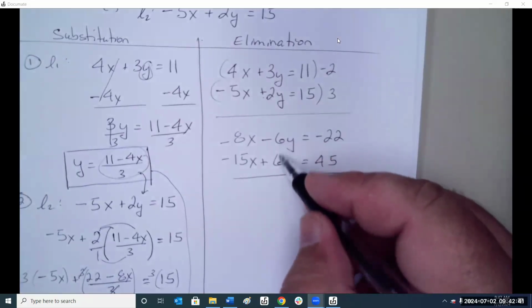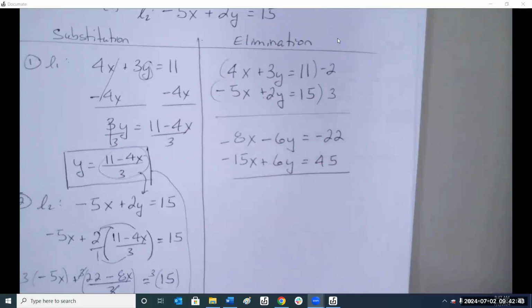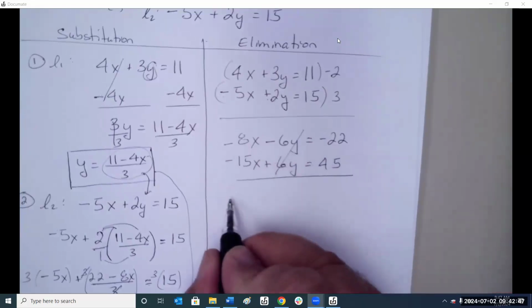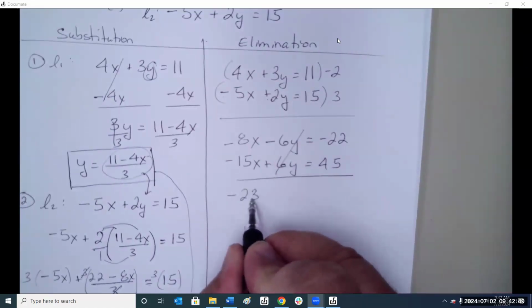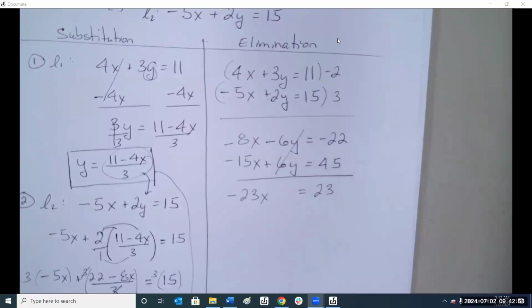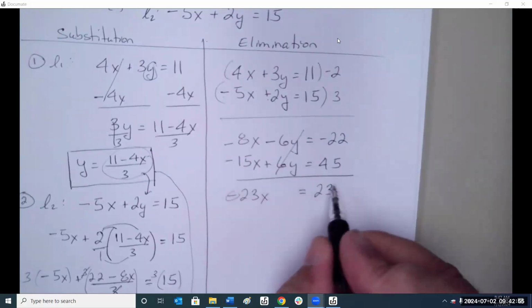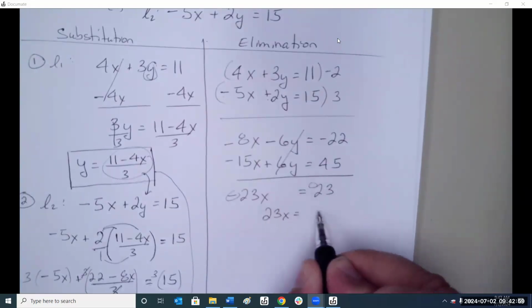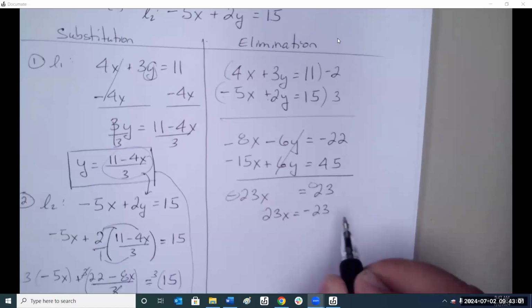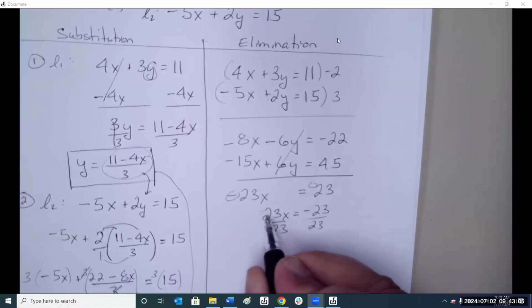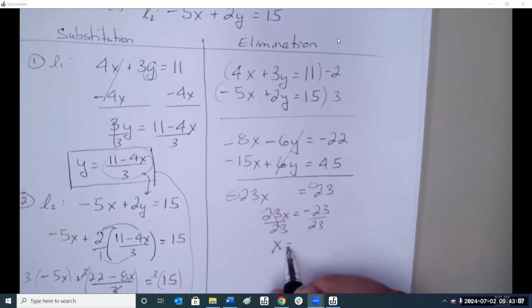We have the same number, different signs, so we can add the two lines now. So these will disappear. This will give us negative 23x equals positive 23. Change the signs. And divide by 23. So x is negative 1.